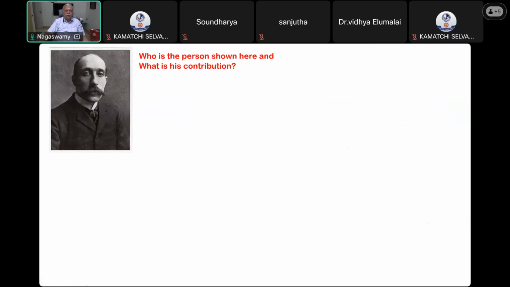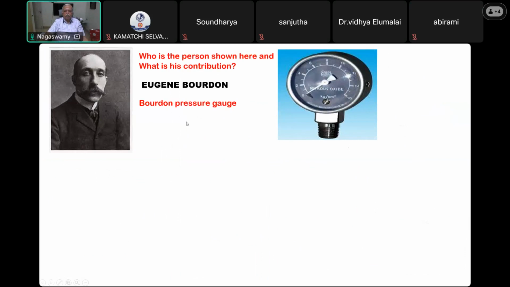And this is some history. Can you name the person who designed this, what we saw, the pressure gauge? Okay, his name is Eugene Bourdon. He designed the Bourdon pressure gauge. And this is the nitrous oxide cylinder.